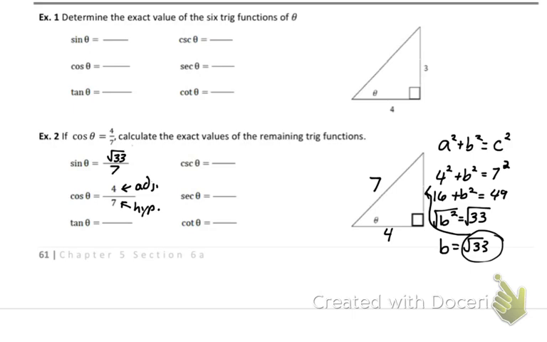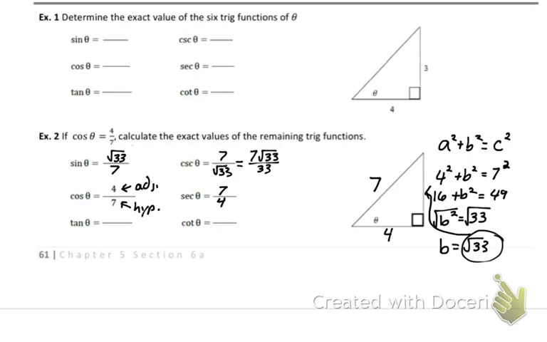Cosecant is just the reciprocal of it. So that's going to be 7 over square root of 33. That is not simplified. I need to multiply the top and bottom by square root of 33. So the simplified version is going to be 7 times square root of 33 over 33. Secant's the reciprocal of cosine, so that's just going to be 7 over 4.